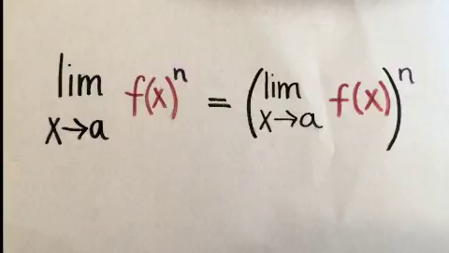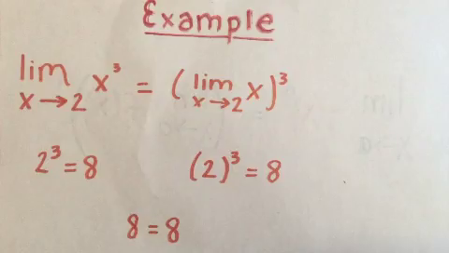The next rule we will discuss is the power rule. This rule states that the limit as x approaches a of f of x to the n, n being any real numbered power, equals the limit as x approaches a of f of x to that power. For example, the limit as x approaches 2 of x cubed equals the limit as x approaches 2 of x, cubed. The limit as x approaches 2 of x cubed equals 8, and the limit as x approaches 2 of x equals 2, and that cubed equals 8.